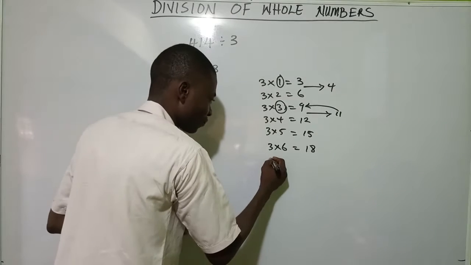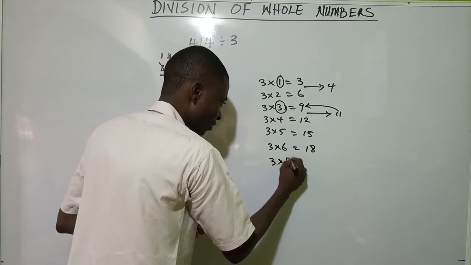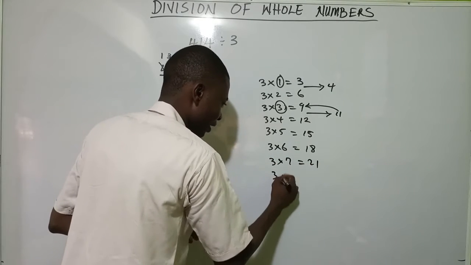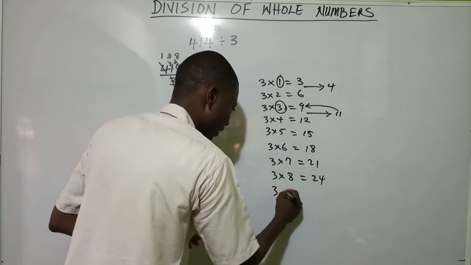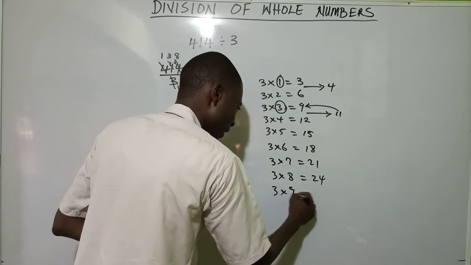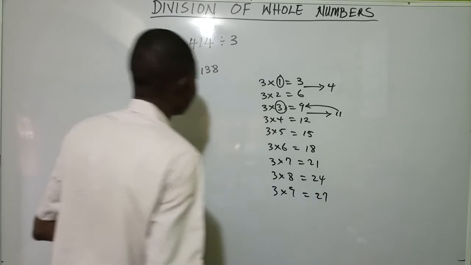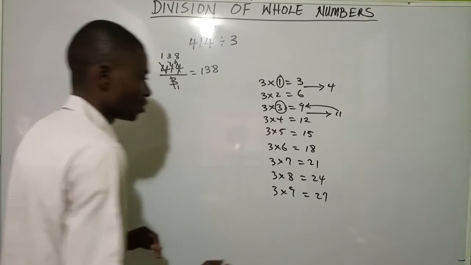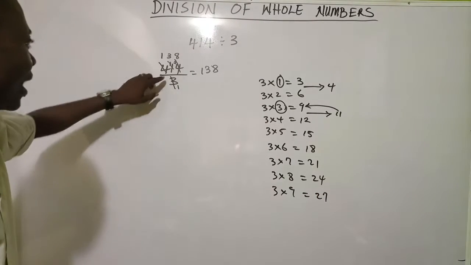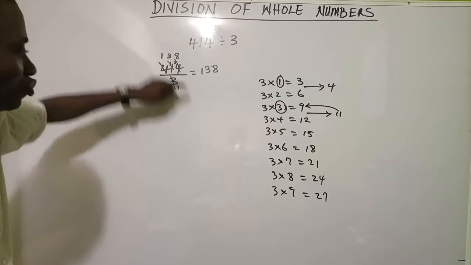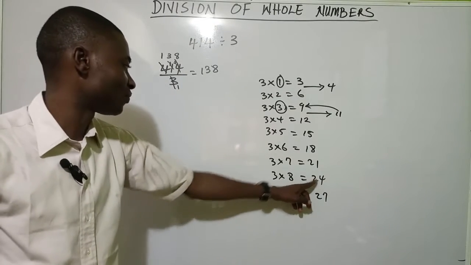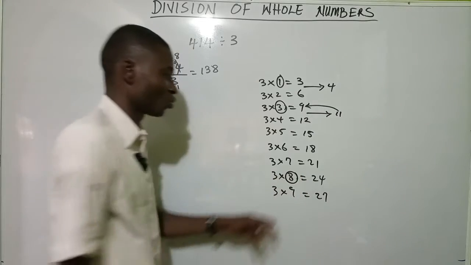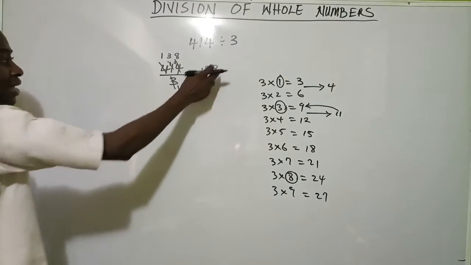Now again, how many 3 do I have in 24? We can still move this further by saying 3 times 7 is 21. 3 times 8 gives us 24. 3 times 9 gives us 27. So we check: how many 3 do you have in 24? Automatically the answer is just 8, because you can see it there.